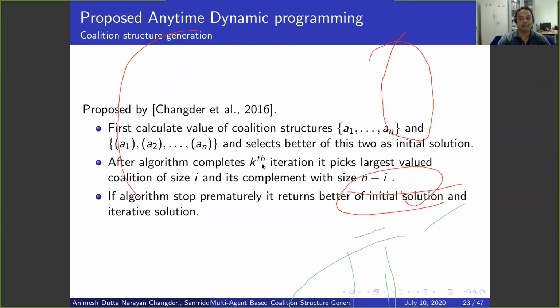After the algorithm completes the kth iteration, it picks the largest value coalition of size i and its complement with n minus i. If the algorithm stops prematurely, mind it, you don't need to wait till the completion of the algorithm. That means you need an answer immediately without waiting till the end. It still can return the better of the initial solution and the iterative solution.